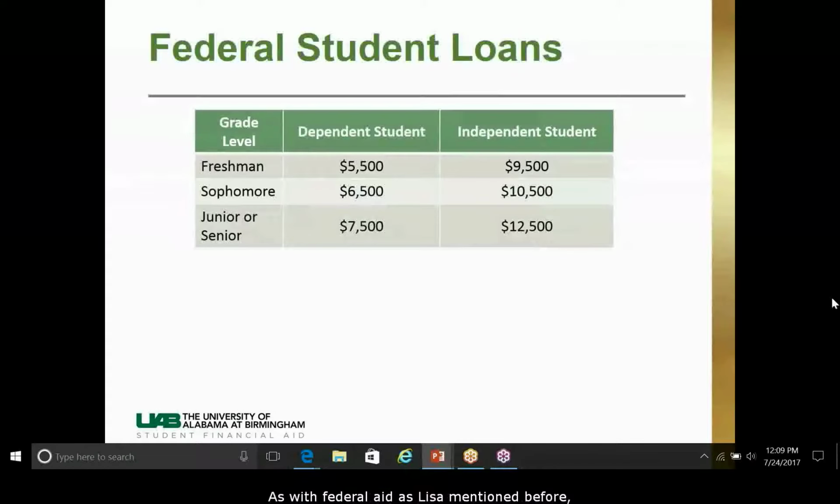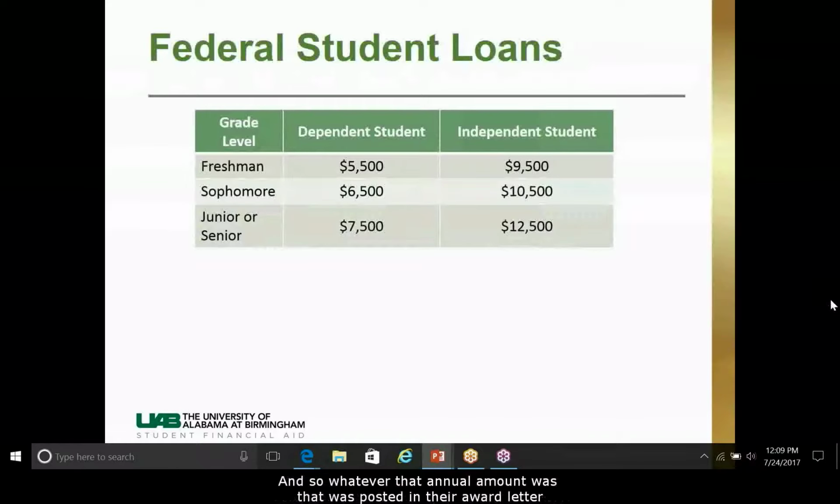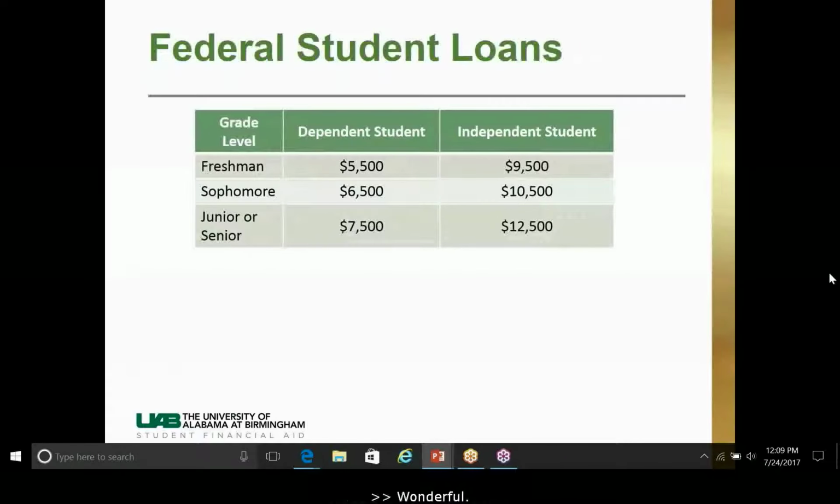As with federal aid, as Lisa mentioned before, the ACT GPA-based scholarships are divided equally between the fall and spring semesters. So whatever that annual amount was that was posted in their award letter, it will be divided equally between the fall and spring. Wonderful.